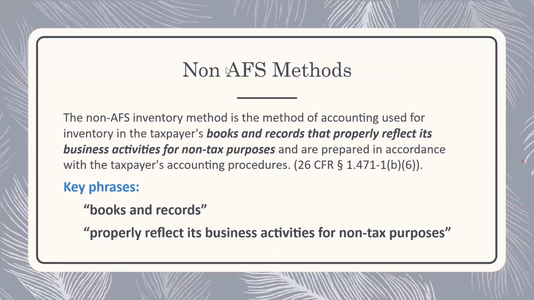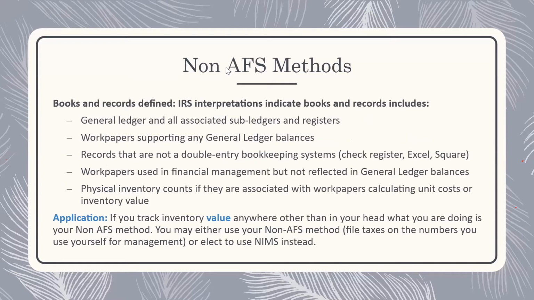The rule is that you have to have books and records that properly reflect your business activities for non-tax purposes. So for management purposes, right? You have to have books and records for management purposes, and that's the basis of your tax return. That's what I'm saying. If you don't know what's going on and you start doing it, that becomes your method. You've elected this non-AFS method, and you're filing taxes on whatever basis you're using for managing your business. And likely that means there are more costs in your inventory asset than are ideal, and you're going to be paying a little bit more in taxes than is ideal.